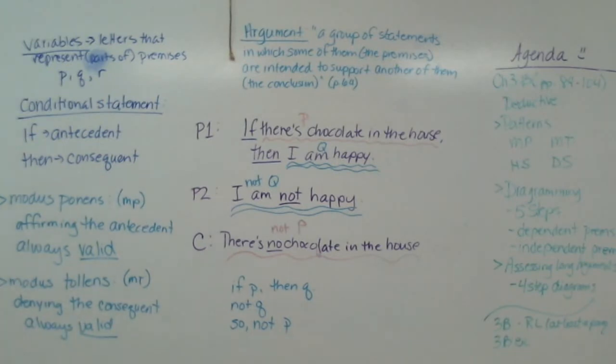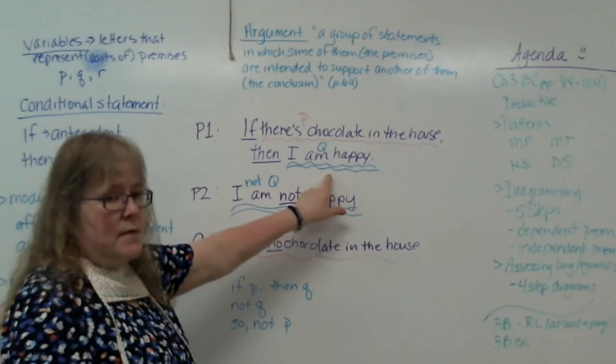Okay, so if P then Q starts both of our modus guys here, and then we change what we do. In modus ponens, we affirm the antecedent. We're affirming the if clause, right? If there's chocolate in the house, then I'm happy. There's chocolate in the house, so I'm happy. In the modus tollens, we're denying the consequent, okay? We're denying the second statement.